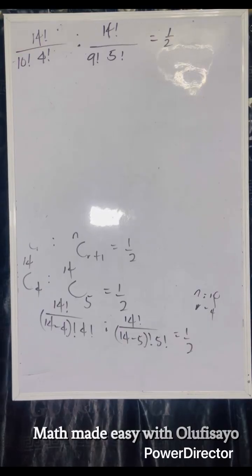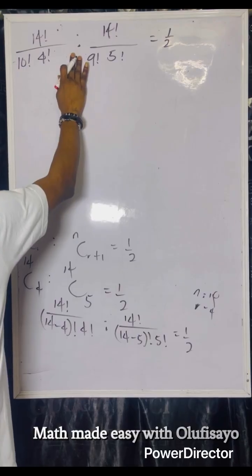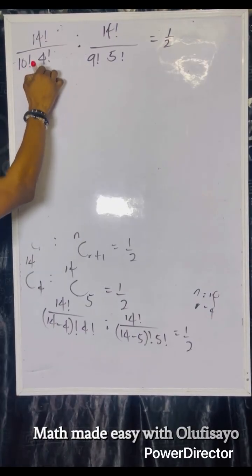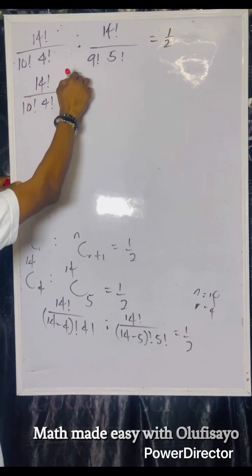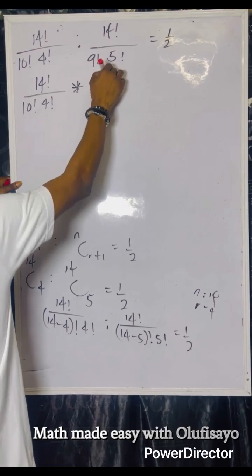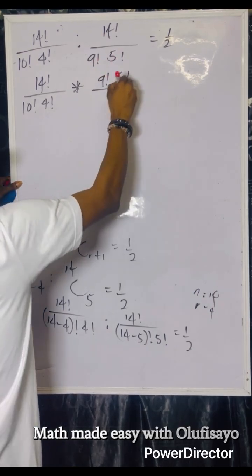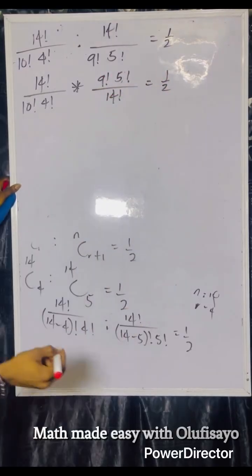Now what do we do? Of course, we know that this is division. If it changes to multiplication, it turns upside down. We're going to have 14 factorial over 10 factorial, 4 factorial multiplied by 9 factorial, 5 factorial over 14 factorial equals 1 over 2.